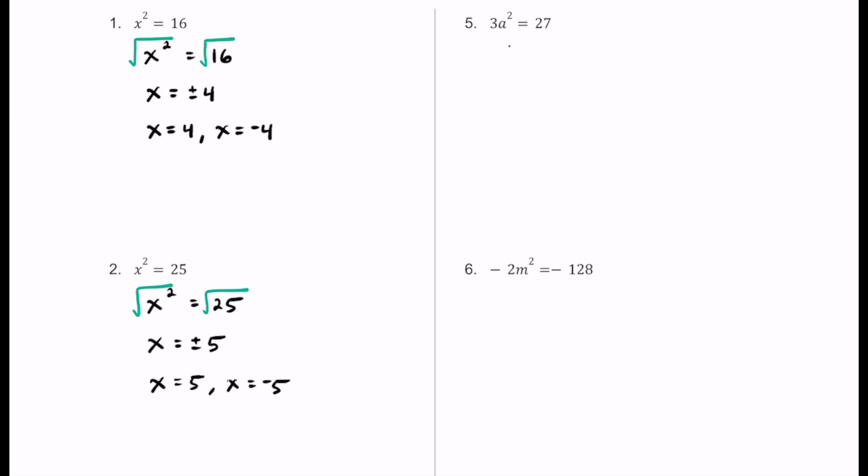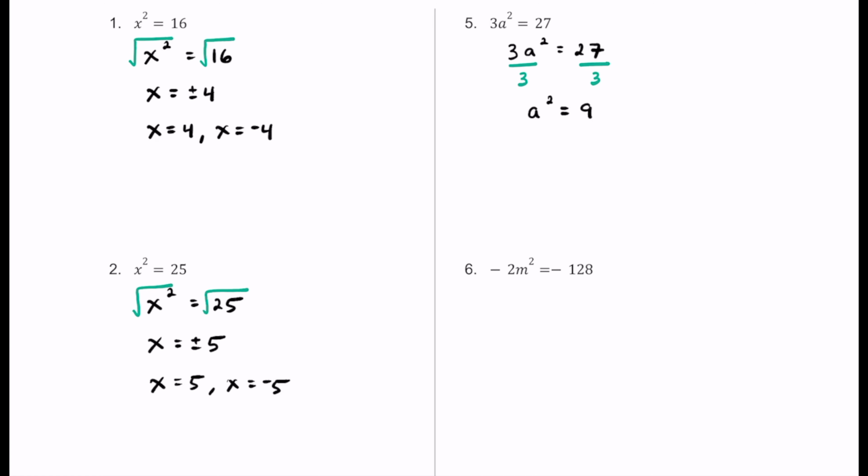For number 5, we have 3a squared is equal to 27, or 3 times a squared is equal to 27. Before we take the square root, we need to get rid of this 3 and get a coefficient of 1. So let's go ahead and divide both sides by 3. Using the division property of equality, the 3 divided by 3 is 1, so we have 1a squared, or just a squared. And on the right side, 27 divided by 3 is equal to 9.